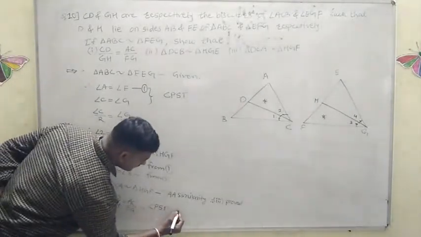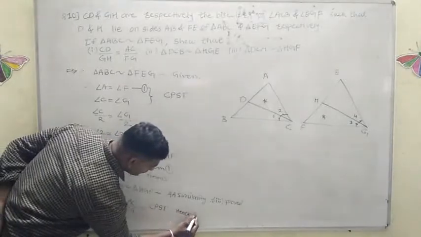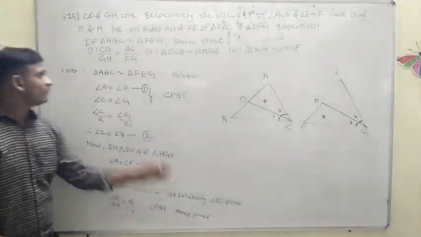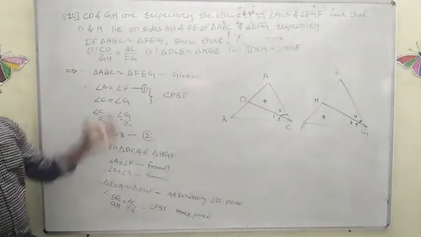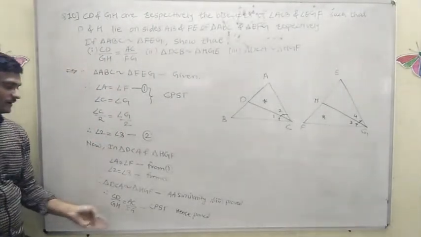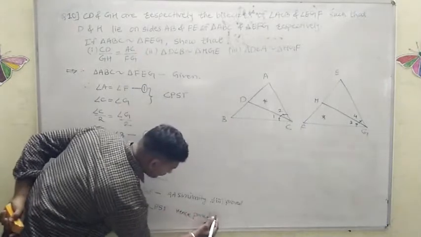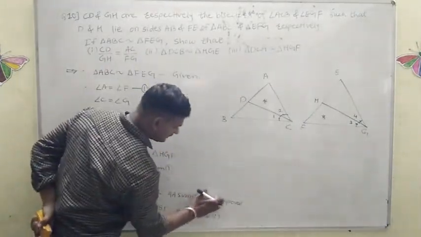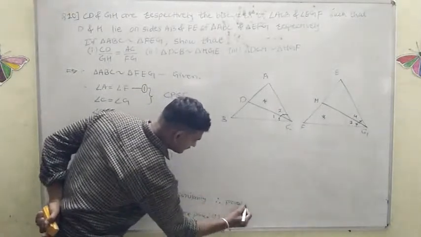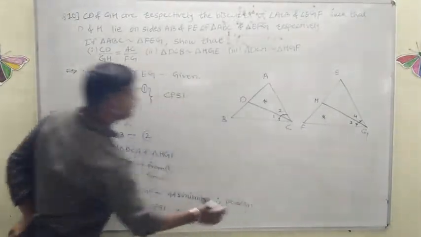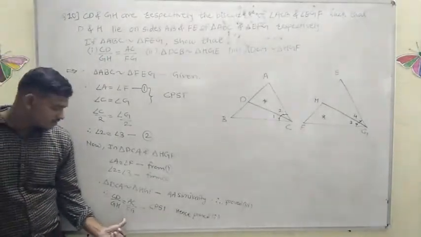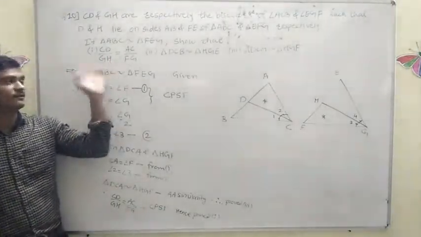Hence, proved. The first proof is proved here. What we want in the first proof, this much only we want, that we got here. Hence, proved first one. Therefore, proved third. The third proof also we have proved before this. That is the first proof we want here.